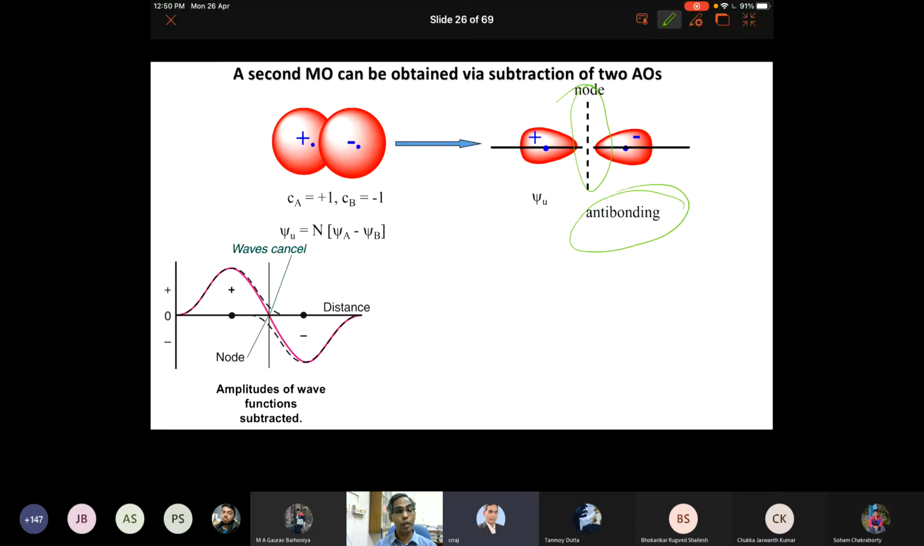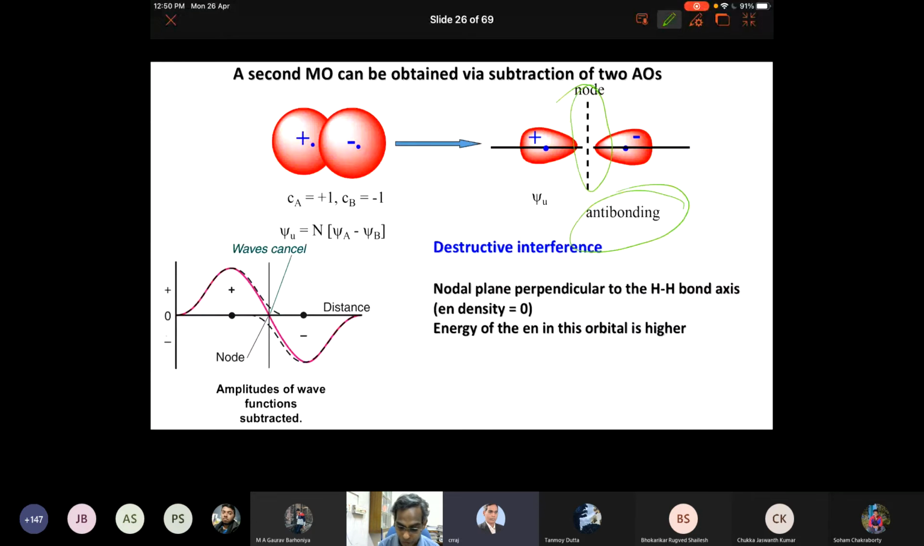Now I have an overlap between two atomic orbitals. One results in a bonding MO. Another one results in the anti-bonding MO. Because whenever I have two atomic orbitals, or n atomic orbitals, I will be getting n molecular orbitals, as I have shown there.